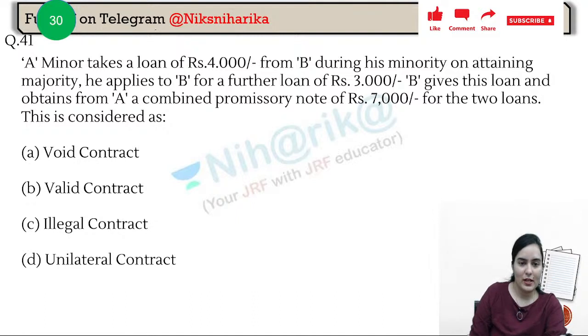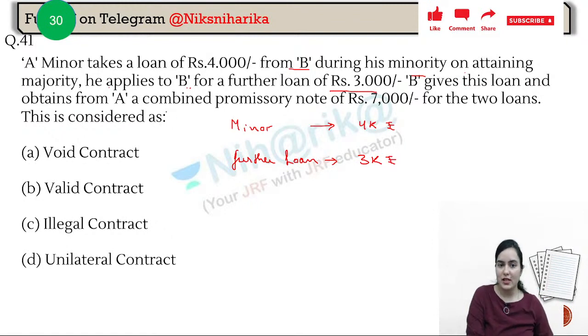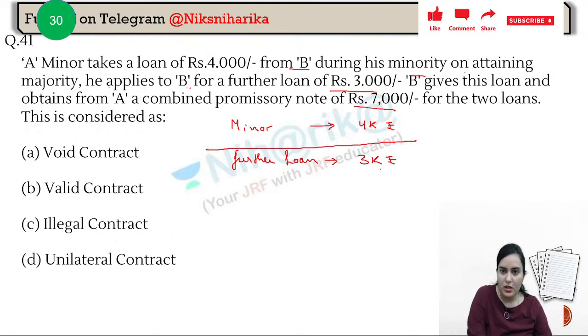So here you can see, okay, let's solve this case. A minor takes a loan of 4,000 rupees from B during his minority. On attaining majority, he applies to B for a further loan of 3,000 rupees. Now B gives this loan and obtains a combined promissory note, which he can get for 7,000 rupees for the two loans.